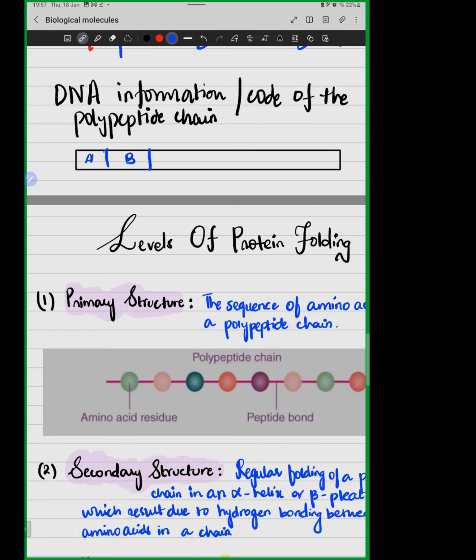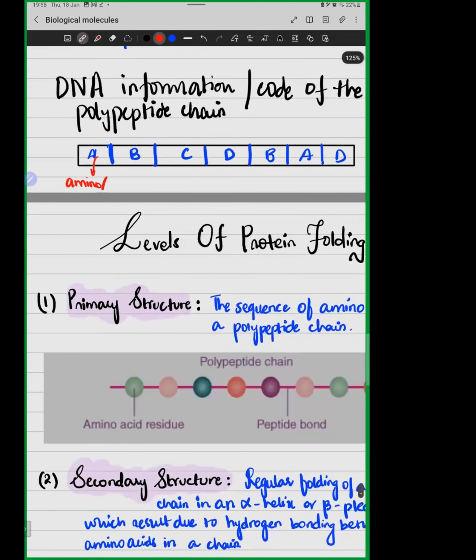This is my gene B. This is my gene C. This is my gene D. Then this is B. This is A. And this is D. Now, every section of a DNA is your gene. And each section एक particular amino acid को कोड करता है. ये amino acid A को कोड करेगा, ये अमीनो एसिड बी को कोड करेगा, ये सी को, ये डी को, then this would be B, A and D. Each gene has the information of which amino acid it would code.